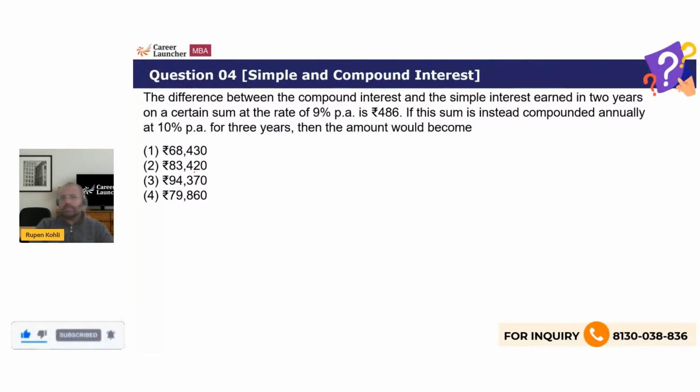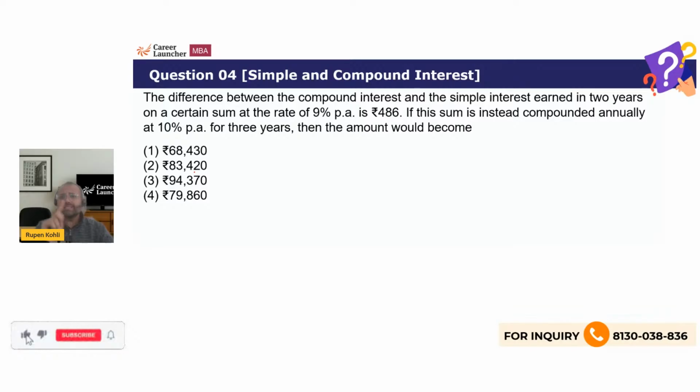simple and compound interest. The difference between the compound interest and the simple interest earned in 2 years on a certain sum at the rate of 9% per annum is 486 rupees. Now, I'll do this question from the exam point of view, given that we have already done this chapter many times and we know all the formulas.